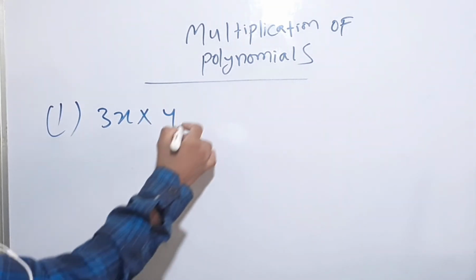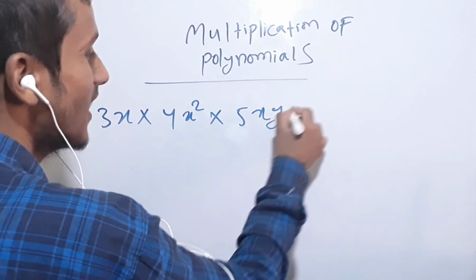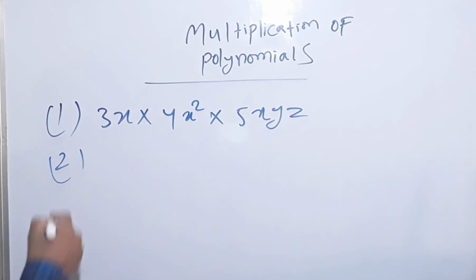3x times 4x squared times 5xyz. So it's a little different, I know, from the example that I gave, but still it's easy. You can do this. Okay, and if you want the solution, then the solution is provided on my website. So check this out if you're not able to do the solution.